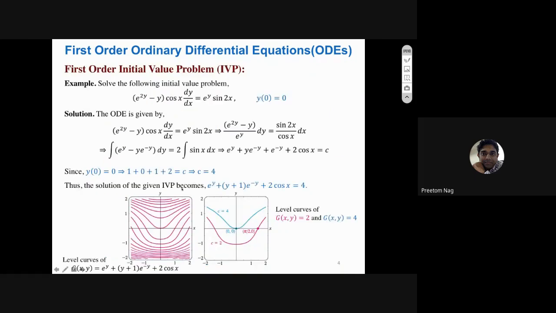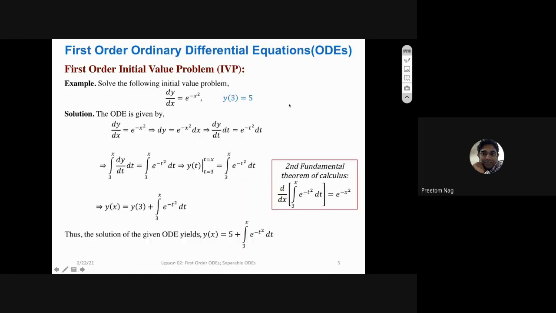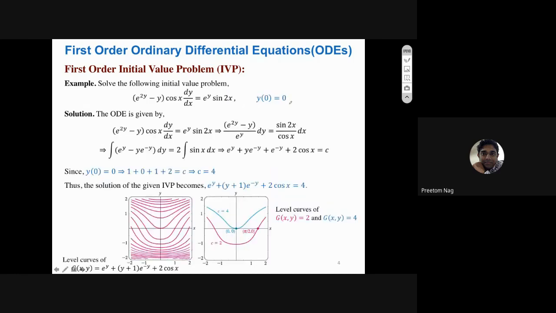Now we are going to solve some initial value problems, like the previous one. Solve the initial value problem: e to the power 2y minus y cos x dy dx equals e to the power y sin 2x. Here the initial condition is given by this one.